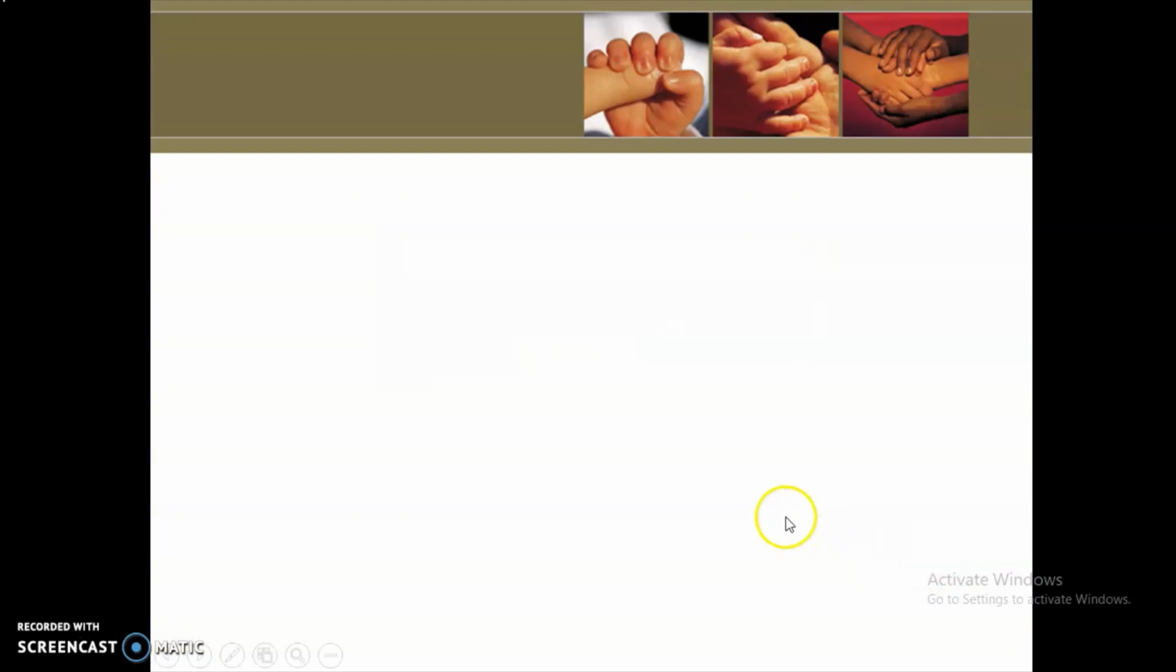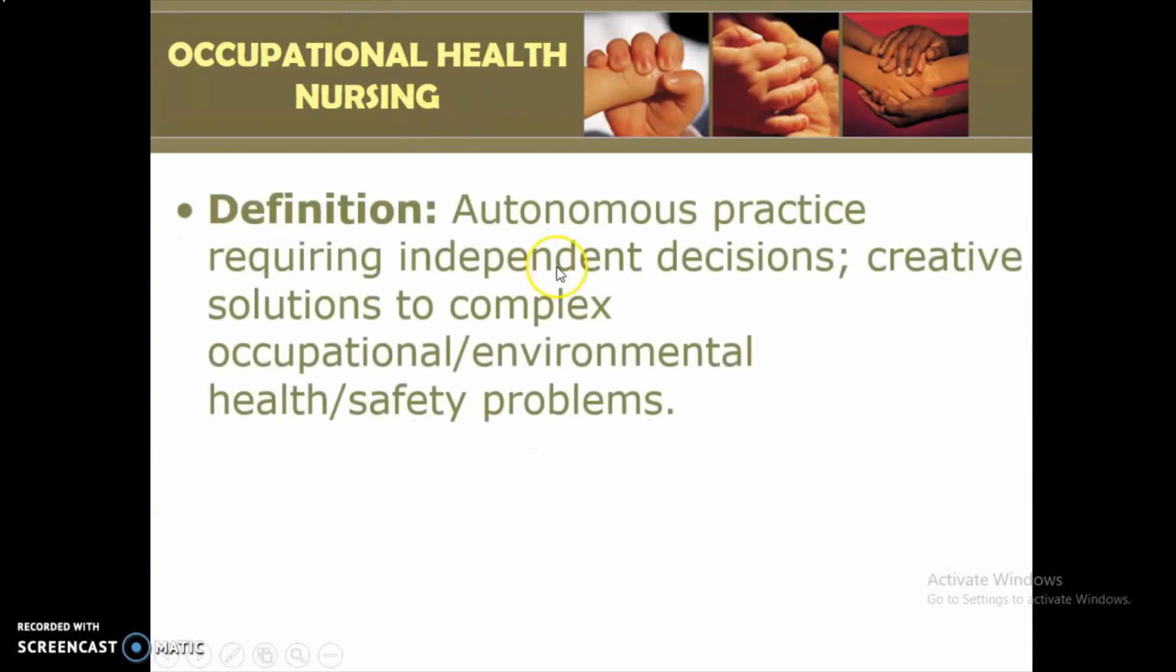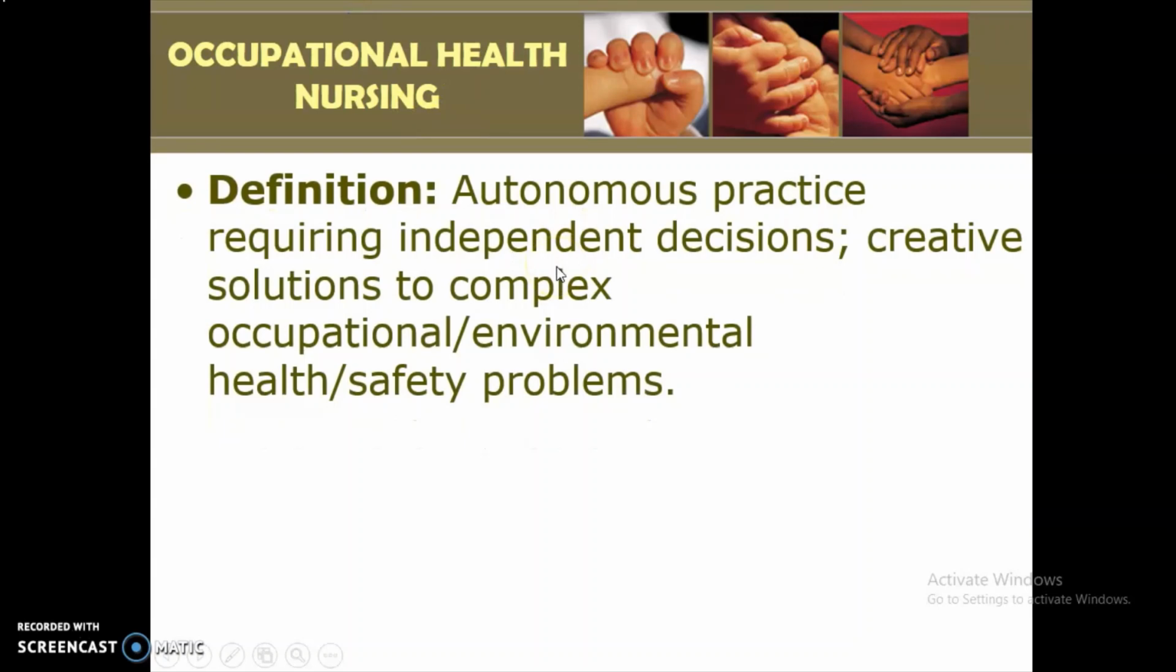Occupational health nursing in the Philippines is defined by the book as the autonomous practice requiring independent decision and creative solution to complex occupational and environmental health and safety problems. That is why occupational health nursing is also known as industrial nursing or industrial health nursing. Basically, this is the practice of the nursing process in institutions requiring an occupational health nurse or occupational safety officer.